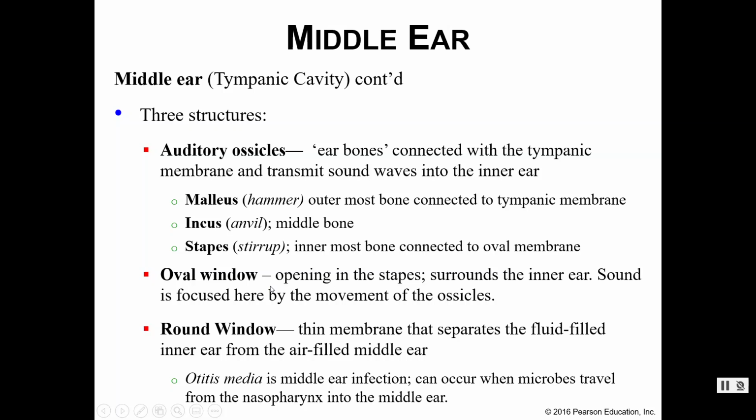This is also where the sound waves are focused, okay, as they move through the ossicles. And then one more structure, we've got the round window. This is another thin membrane. This separates the fluid-filled inner ear from the air-filled middle ear. So we mentioned that the middle ear was air-filled. I told you we were going to make that distinction because we were going to have another area that would be fluid-filled. That's going to be that inner ear that we're coming up to next.